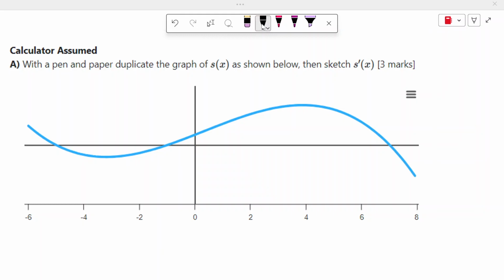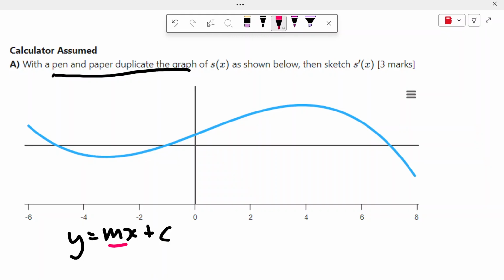This question is asking us to redraw this. First of all, it's really helpful if you have this graph in front of you physically. And what we want to do is find the gradient of this. So the gradient is the rise over run. And so for any straight line, we get y is equal to mx plus c. This m here is our gradient.